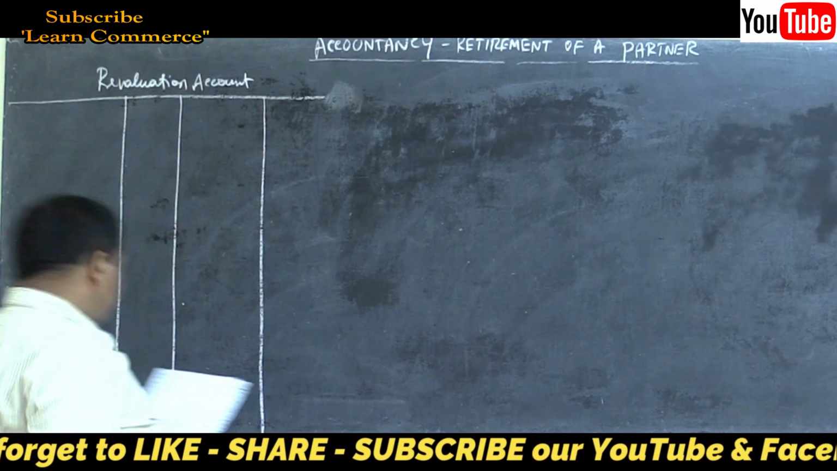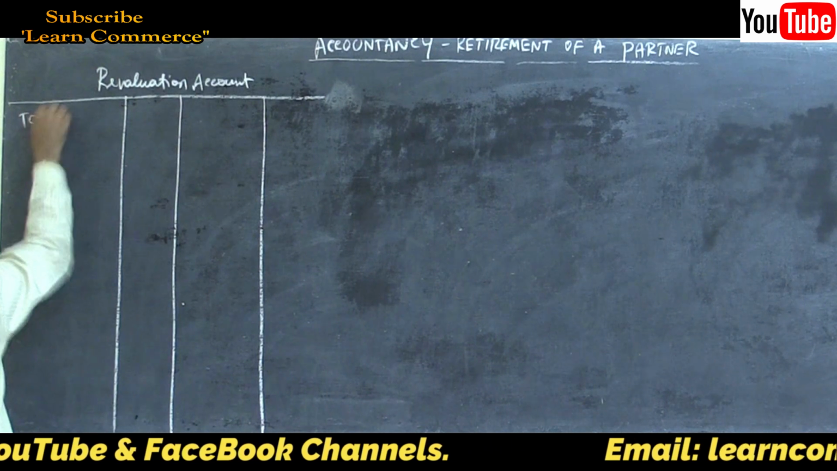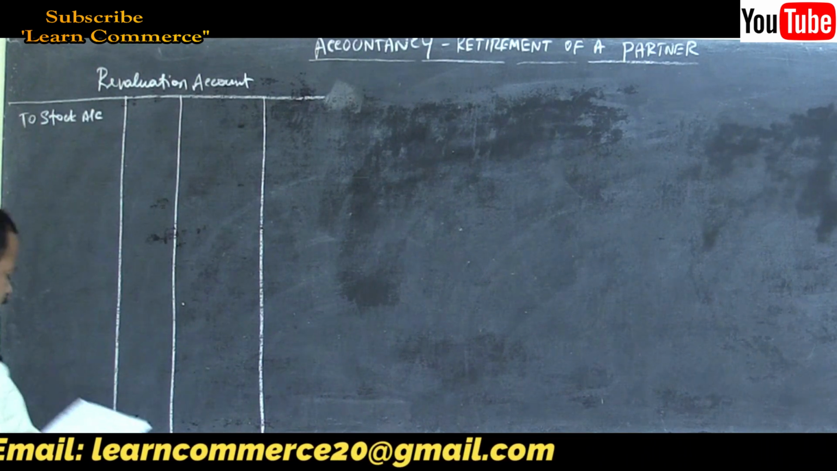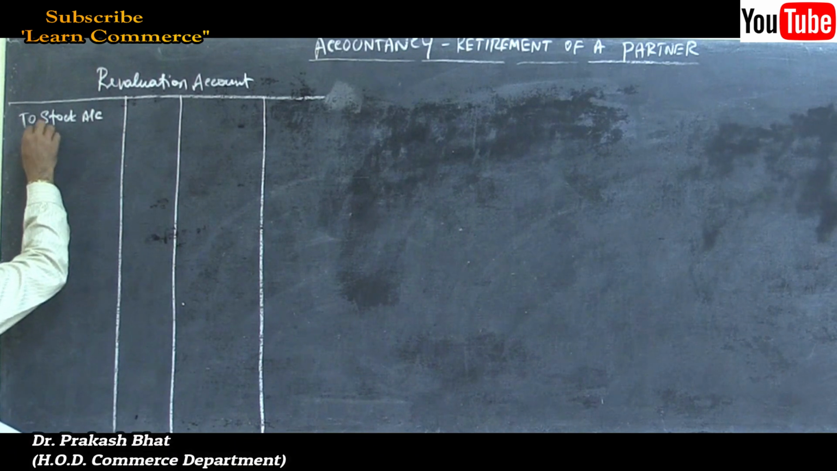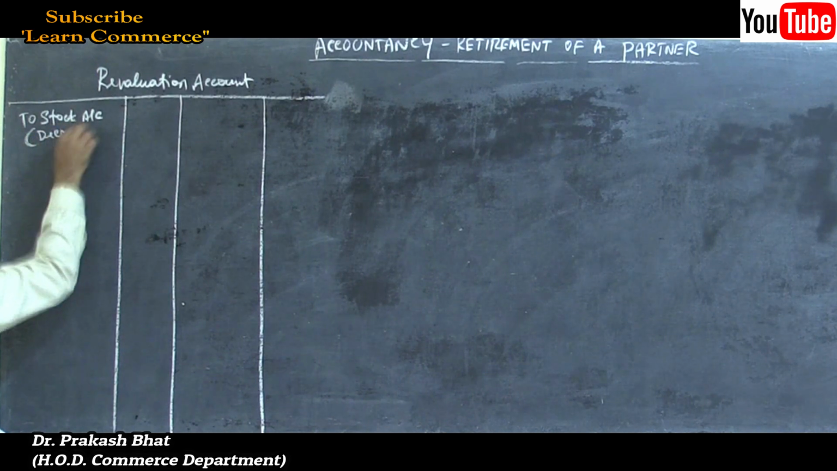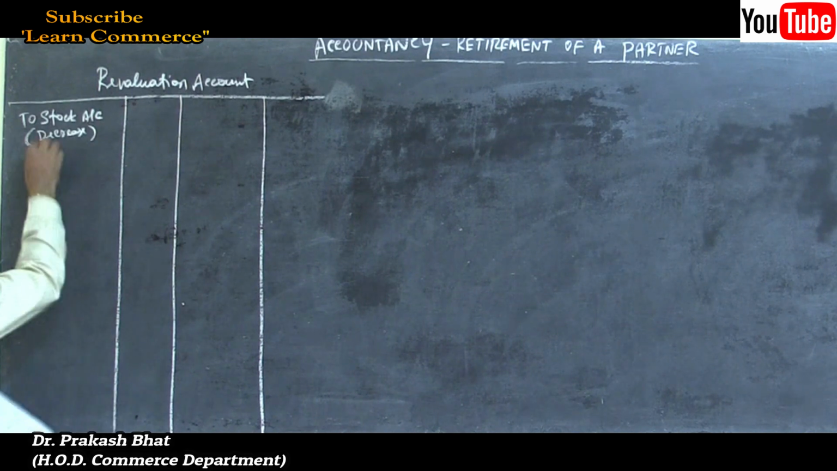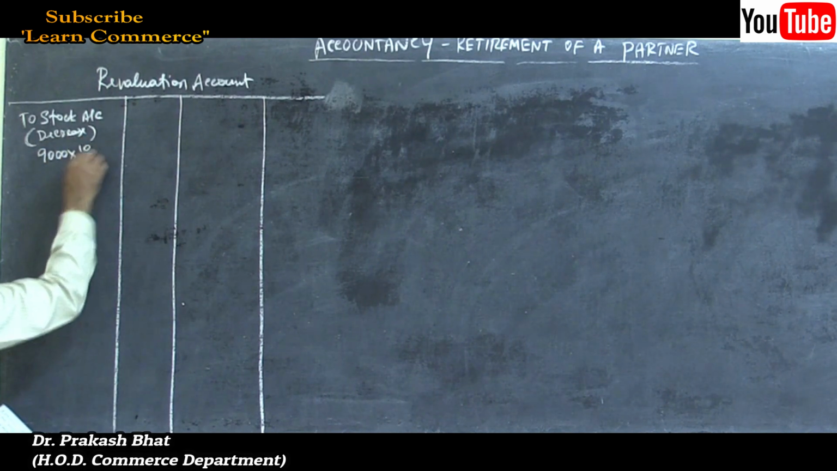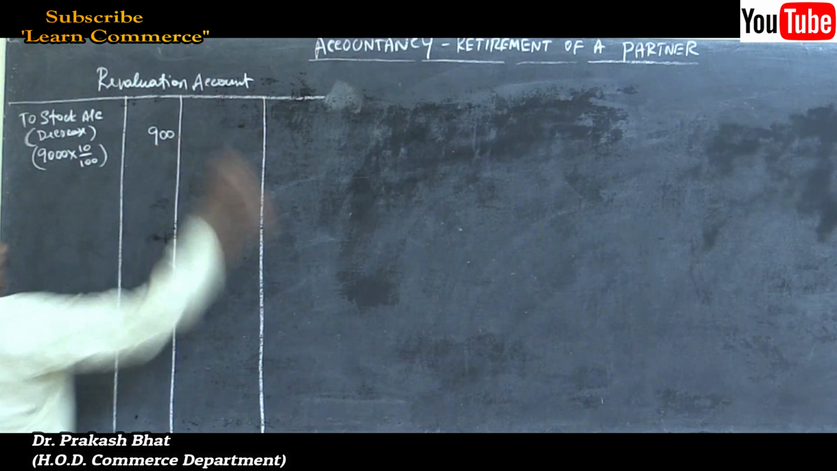Let me take up the debit side first. To stock account. What is it? Decrease, right? Don't write depreciation because it is a current asset. Decrease. How much? 10%, right? 9,000 is the value of stock into 10%. It comes to 900 rupees. Write it in outer column.